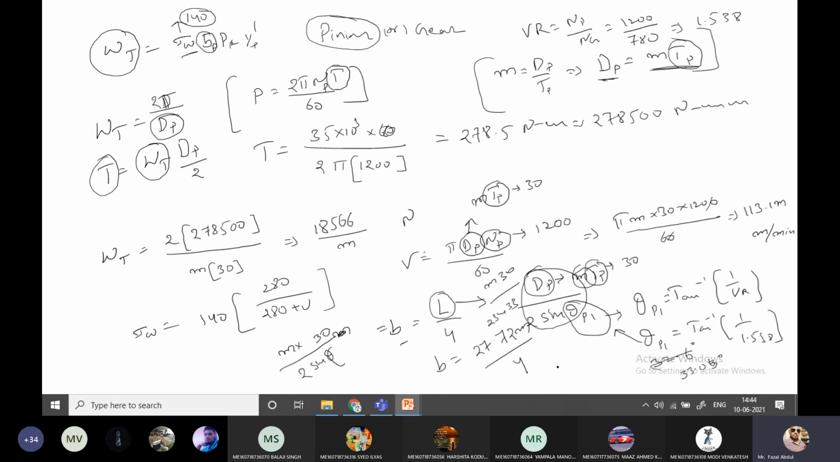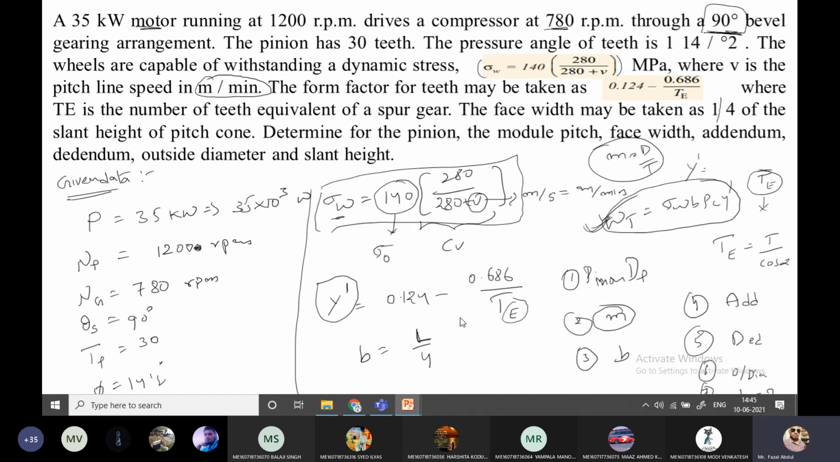27.72 module divided by 4. Now what is the B? 27.72 divided by 4 is 1.73 module. Very good, B value we got. And PC, circular pitch, is nothing but pi into m. And y dash, the Lewis form factor or tooth form factor, the question itself gives the data.